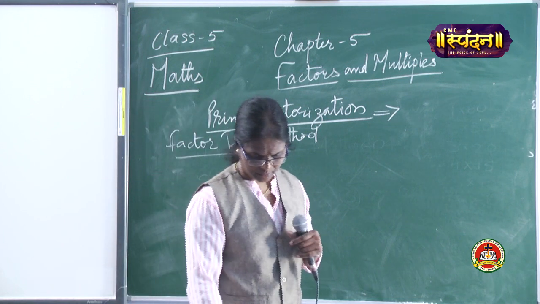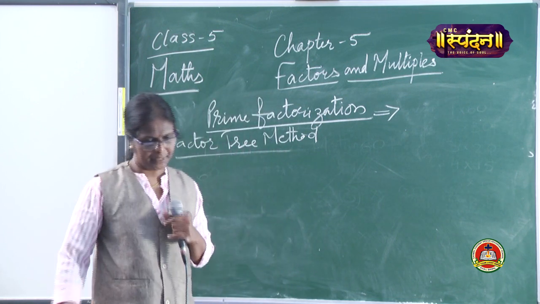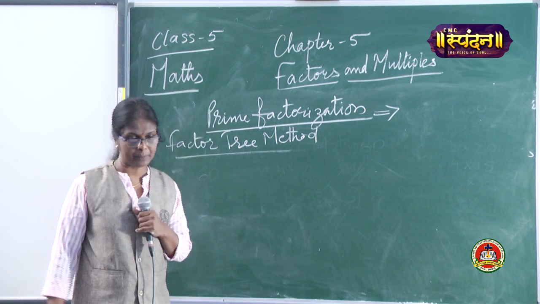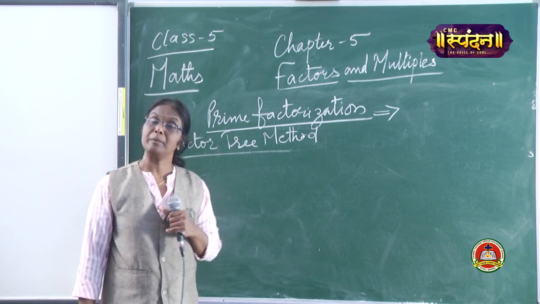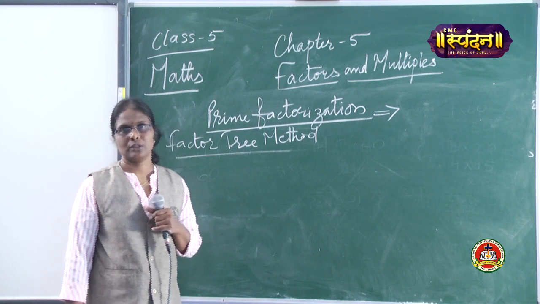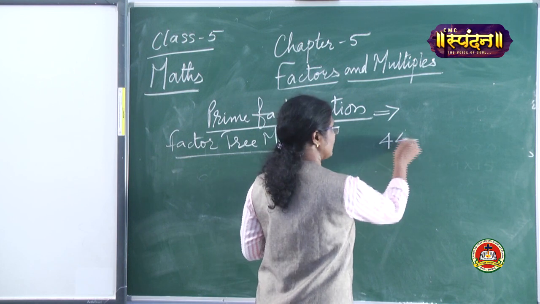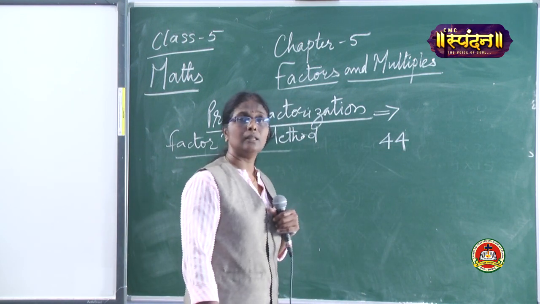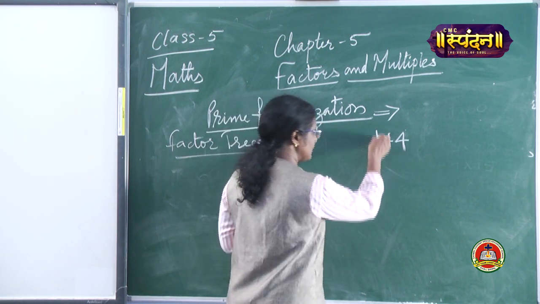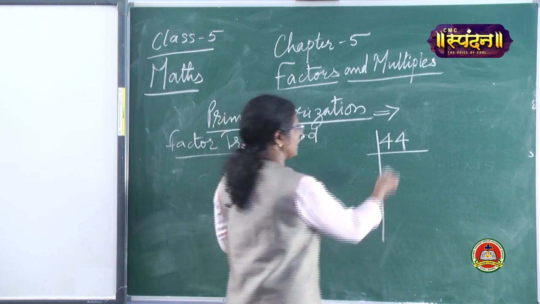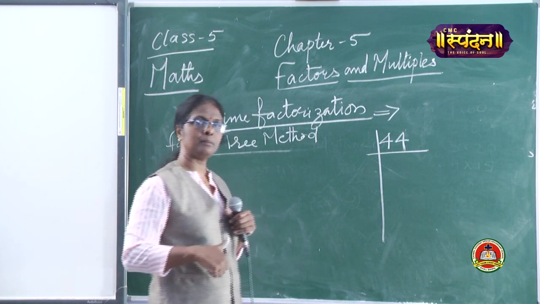In the division method, we divide a number repeatedly by prime numbers until we get a prime number as quotient. Okay. So I am taking again 44, which we have done in the factor tree method also, but here we are going to divide this number continuously. Now 44, which is the first prime number, 2.